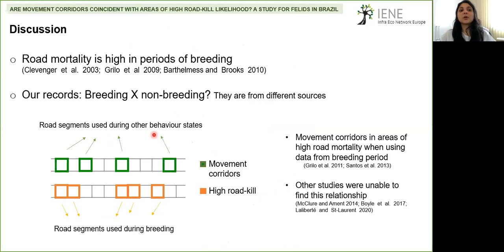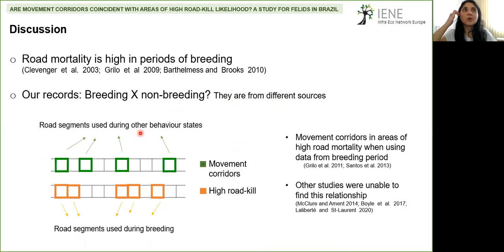We believe this result can be explained by the fact that road mortality tends to be high in periods of breeding, so we believe that the road segments identified by road mortality models might be those that individuals tend to use during the breeding period. And because we used occurrence data to model movement corridors, and these data are from different sources, it's highly unlikely that they correspond only to the breeding period. So the road segments identified by this method may be those that individuals tend to use during other behavior states as well, and not only the breeding period.